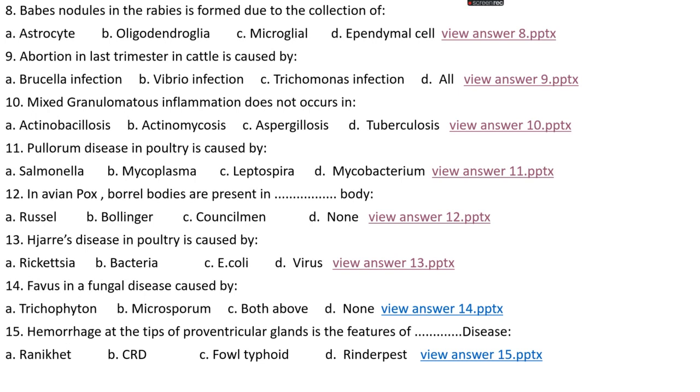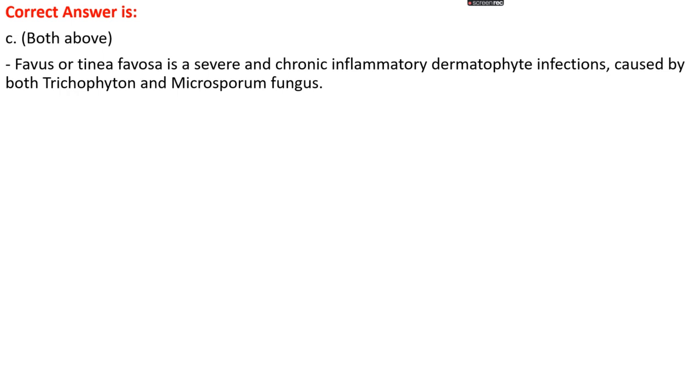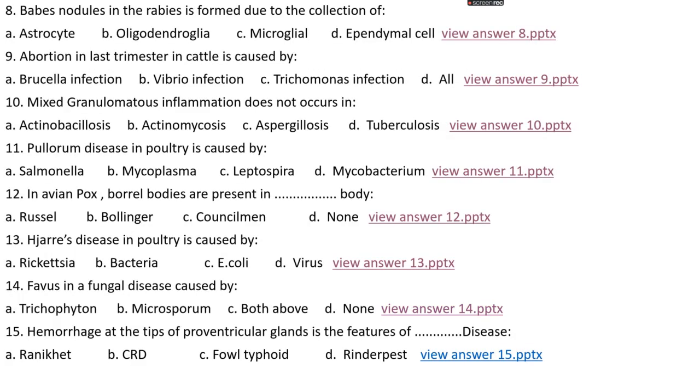Question number 14. Favus is a fungal disease caused by option A, Trichophyton, option B, Microsporum, option C, both, option D, none. The right answer is option C, that is both of the above. Favus or tinea favosa is a severe and chronic inflammatory dermatophyte infection which is mainly caused by both Trichophyton and Microsporum fungus.